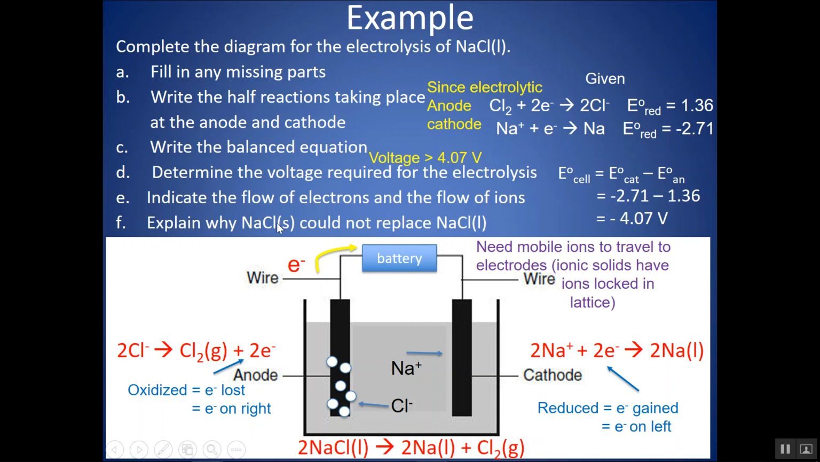Explain why NaCl solid cannot replace NaCl liquid. Why do I need a liquid and not a solid? Because you still need these ions to be mobile in order to travel over to the electrode, because it's at the electrode that the oxidation and reduction happen. That's where it's losing the electron, that's where it's gaining the electron. If this were an ionic solid instead of a liquid, the solid would have the ions locked into a lattice. They would not be able to travel to the electrodes, and no reaction would be able to happen. So remember that this needs to be a source of mobile ions. Ionic liquids are a source of mobile ions, as well as ionic solutions.